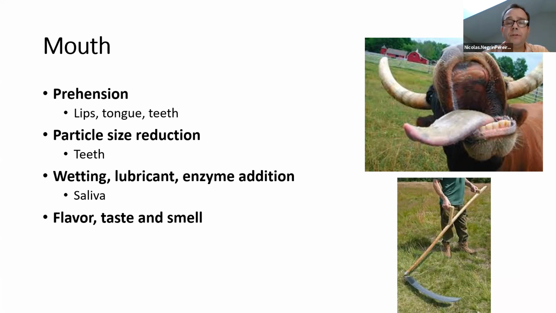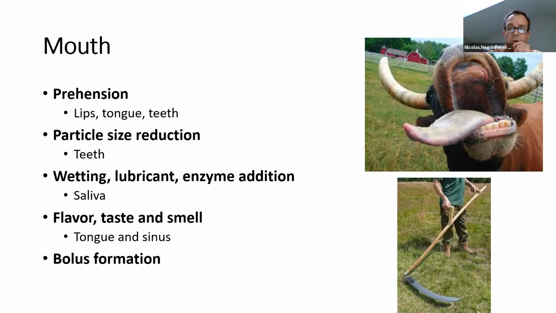Then the mouth is also where the flavor, taste, and smell, so the sensing of these organoleptic properties of a feed, are going to be perceived by the animal, mainly by the tongue. We have all these papillae distributed along the tongue that actually allow the animal to perceive the flavor and the taste, and smell, and the sinuses. And of course, it is the site of formation of what we call the bolus, which is a spherical shape of the food particles that is much better for the animal to swallow. It's going to be much easier.